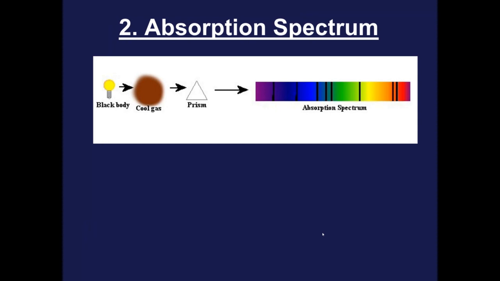Hence it is an absorption line spectrum, right? And we call it a line. Each of these is called a line for kind of obvious reasons, right? It is a missing line in the spectrum.